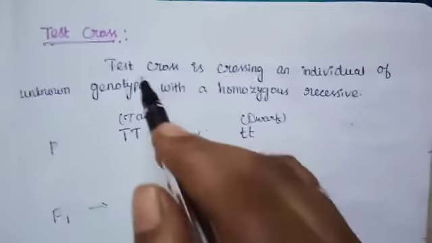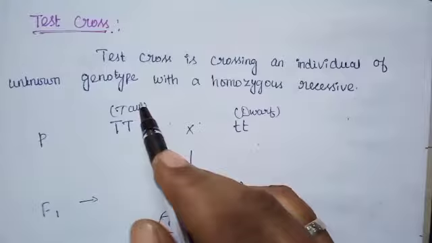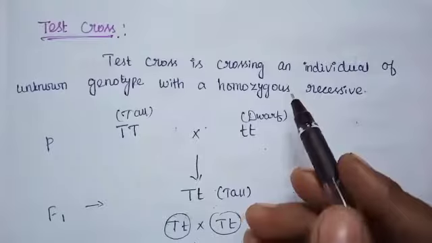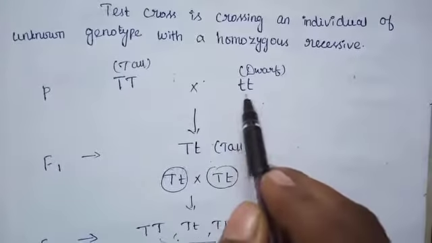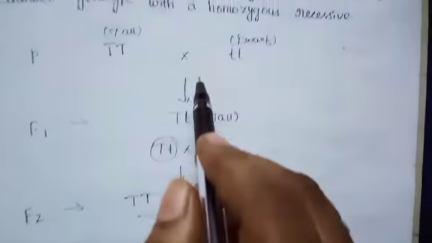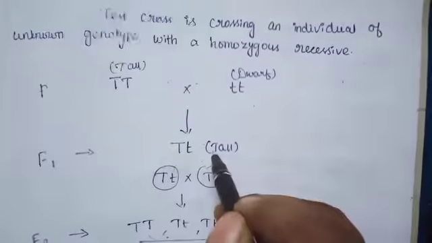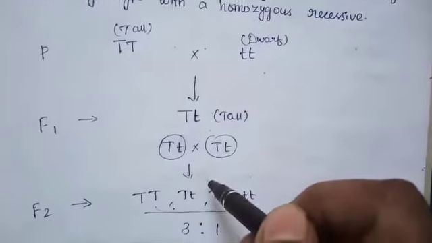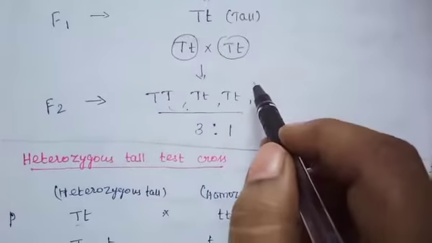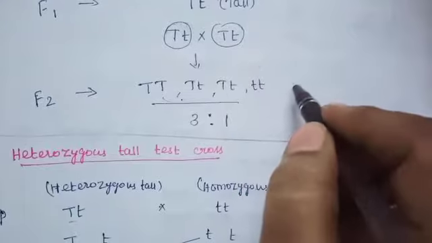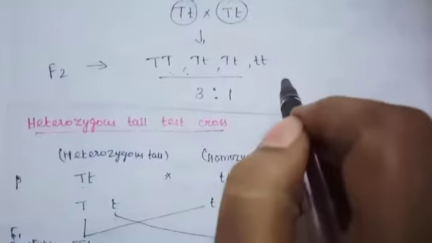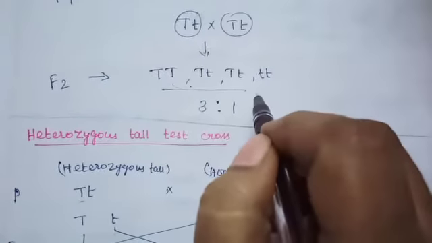The next topic is test cross. A test cross is crossing an individual of unknown genotype with a homozygous recessive. This is a homozygous recessive, the dwarf character. In Mendel's monohybrid cross, all the plants are tall in the F1 generation, as you know very well. In the F2 generation, the ratio is 3 to 1. Mendel self-pollinated the dwarf F2 plants and got dwarf plants again and again in the F3 and F4 generations also. So he concluded that the genotype of dwarf was homozygous.